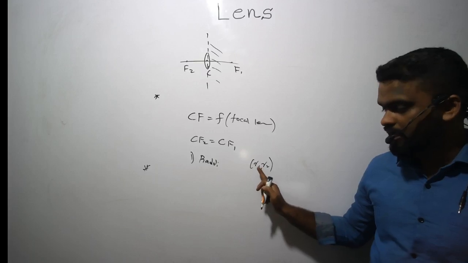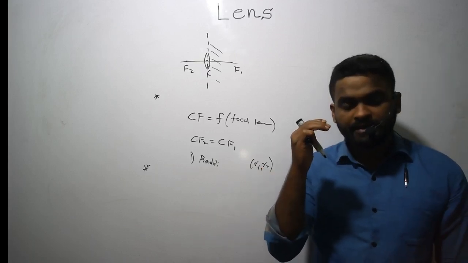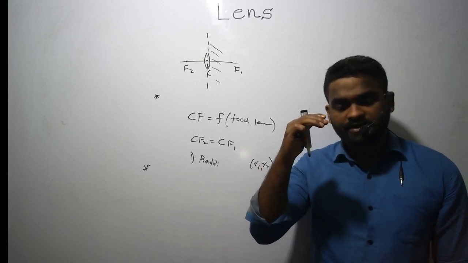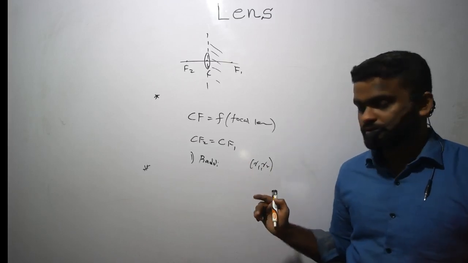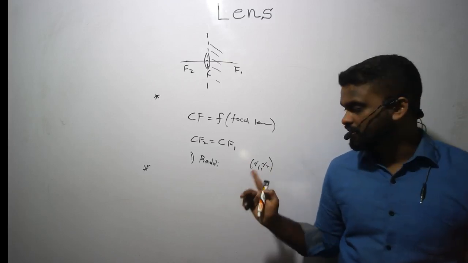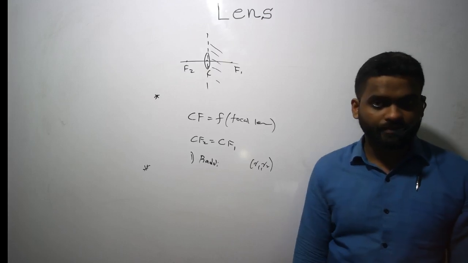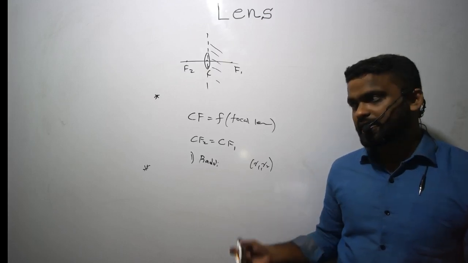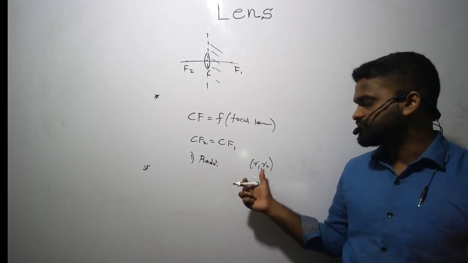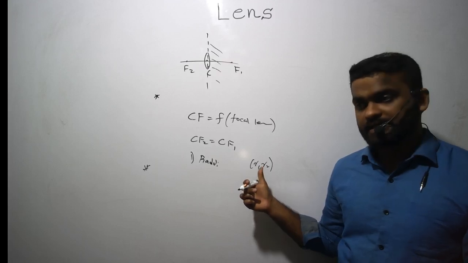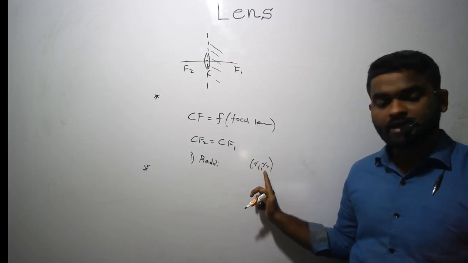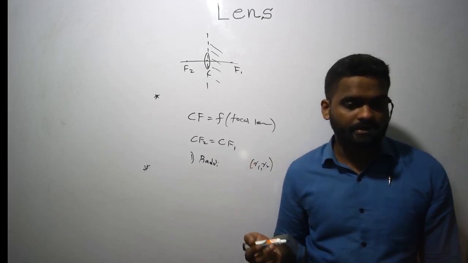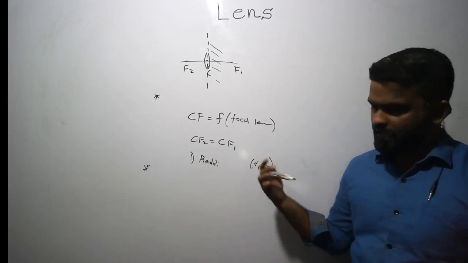These R1 and R2 determine the shape of the lens. By changing the curvature, R1 and R2 change. So you can understand that focal length depends on R1 and R2. There's an equation for simple f in terms of R1 and R2, but it is not in the syllabus. You just have to know this.